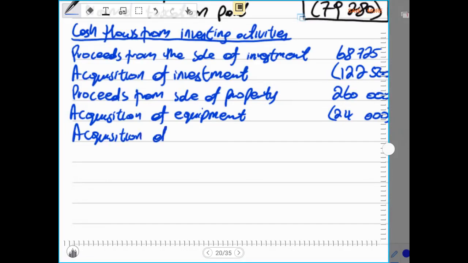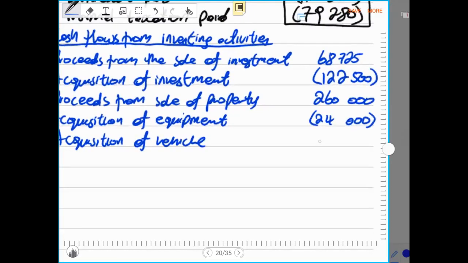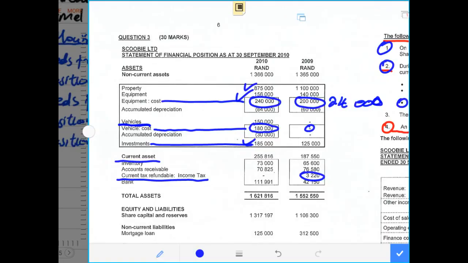Acquisition of vehicle, 180,000. This will have to be negative, 180,000 rands. This is money going out of the business. Now, let us check if there is any other thing that we are missing. There is nothing else, but let us open a ledger account for equipment.